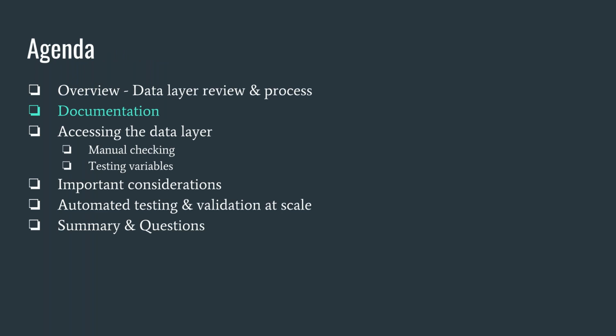So the first key in this whole process is that documentation piece. We need to, again, understand what's there, what's required of the data layer, and what's required of our tag management architecture in order to be able to validate and test against that and make sure everything is there as necessary.